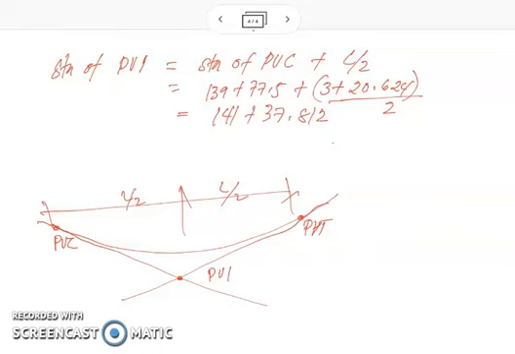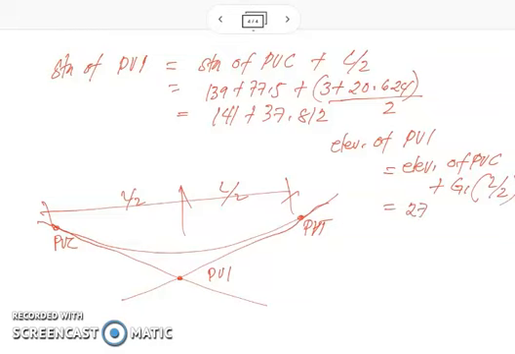The elevation of PVI is equivalent to the elevation of PVC plus the initial grade, g1, times L over 2. So we have here 271.53 minus 0.025 multiplied by 320.624 all over 2, and this gives us 267.52. So we have now the answer for our problem.